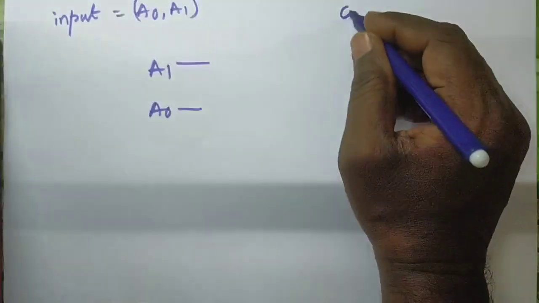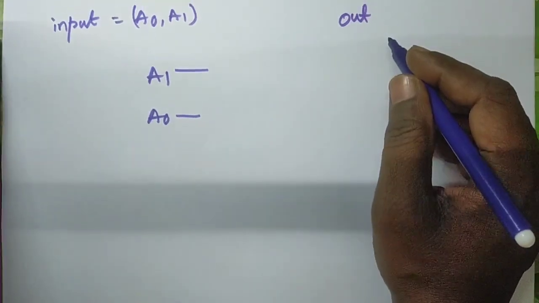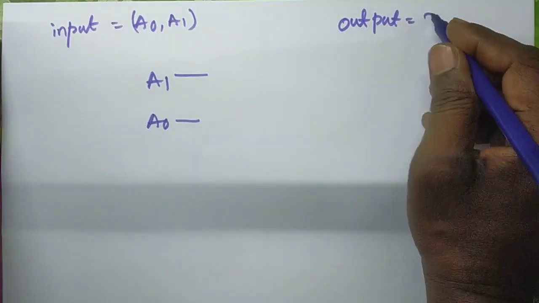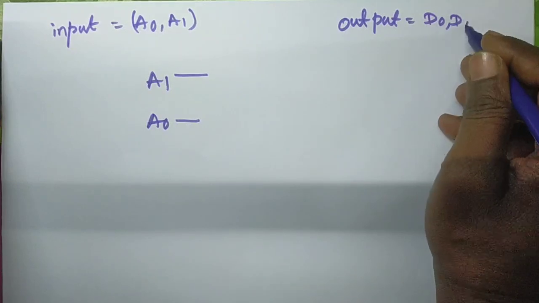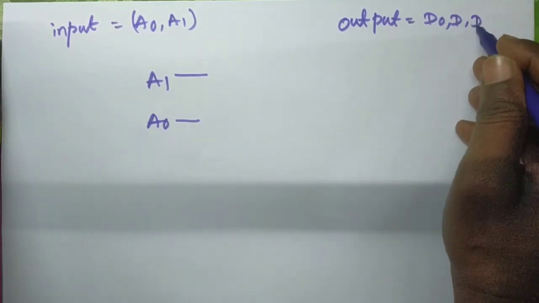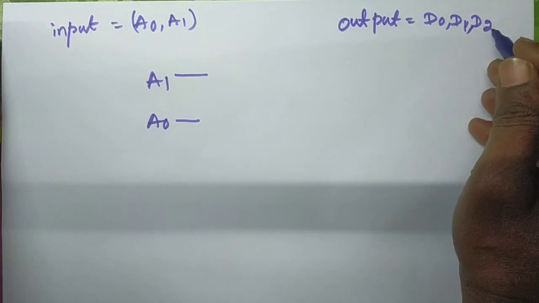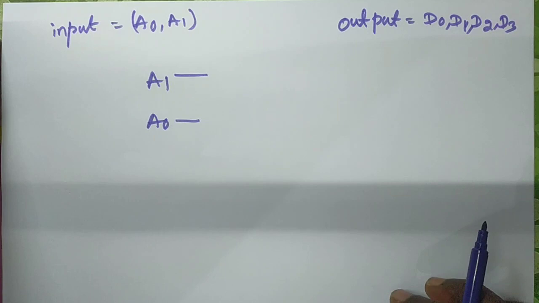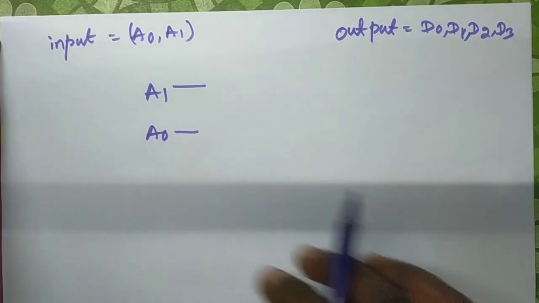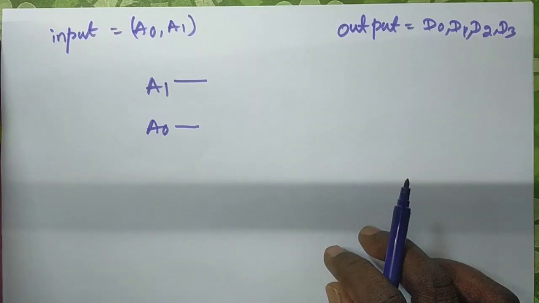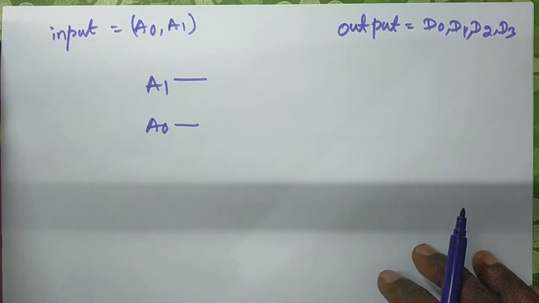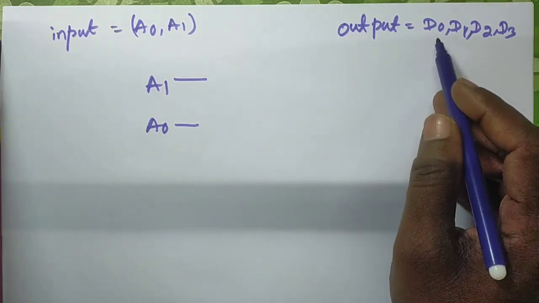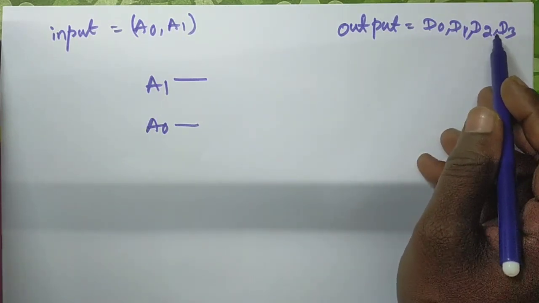Similarly, the outputs we can consider as D0, D1, D2 and D3. Because we know that if two inputs are considered, then automatically it will create 4 outputs. The 4 outputs we will consider as D0, D1, D2, D3.